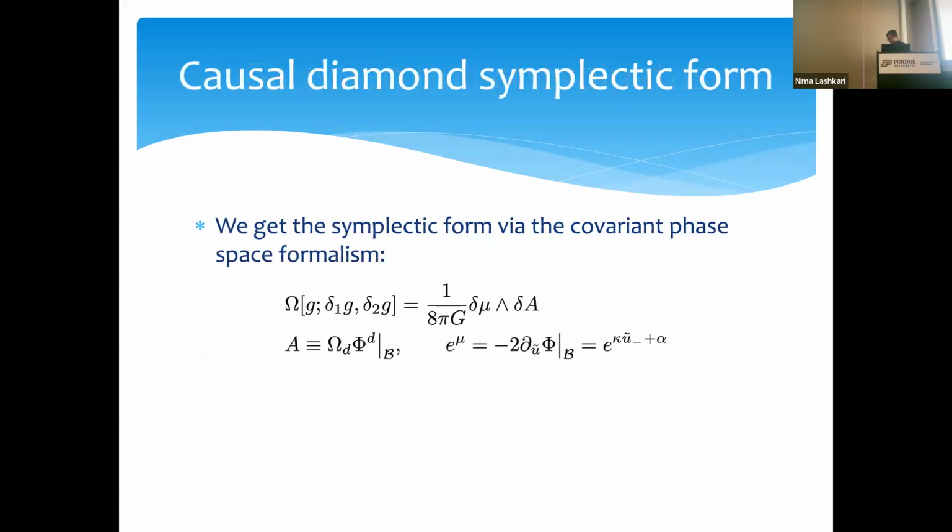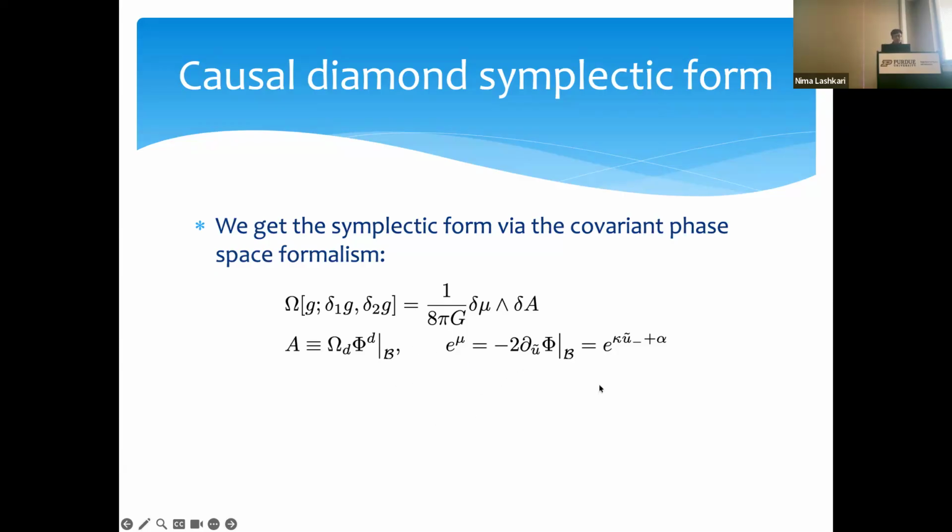Now you can use the covariant phase space formalism to determine the symplectic form. At the end of the day, after all the dust has settled, we get a symplectic form that is completely localized at the corner, which we also call the bifurcate horizon. This is where the past and future light rays meet. A here is just the area, because phi at the bifurcate horizon is just L to the D, and omega D is the area of the unit D sphere. So this is literally the area of the spherical region that you're considering.